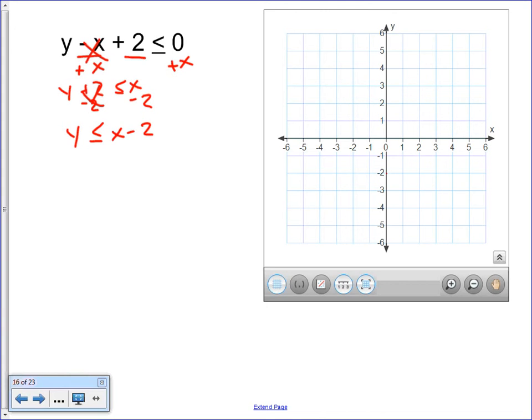We can actually start graphing this. So we have a y-intercept at -2. I have a slope of 1, or up 1 over 1. So go up 1 over 1. And I am less than or equal to, so we have a solid line. And since it is less than, I'm going to shade below that line.